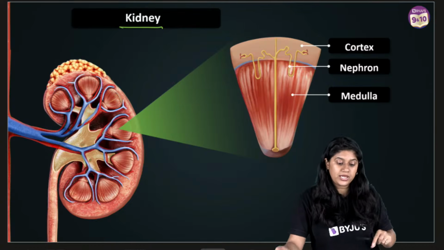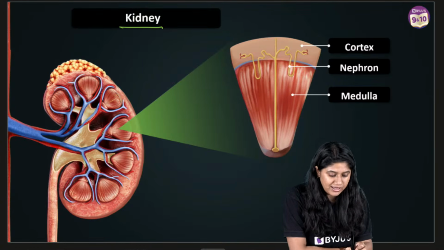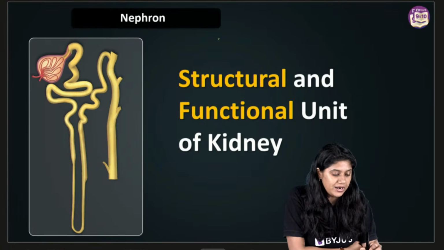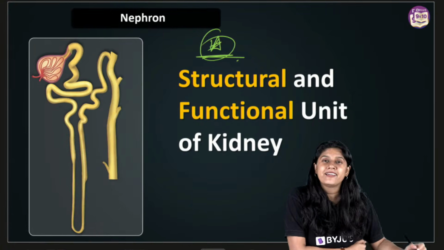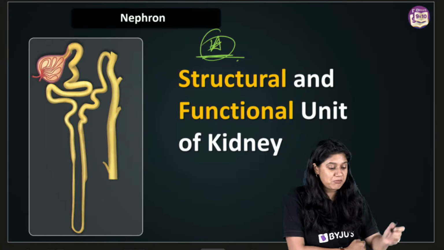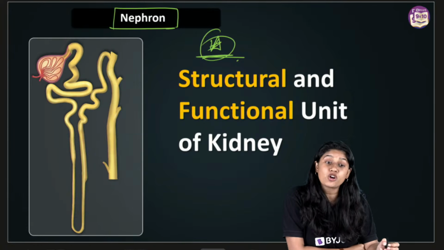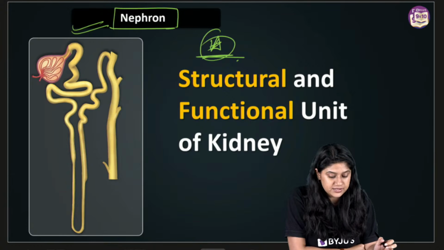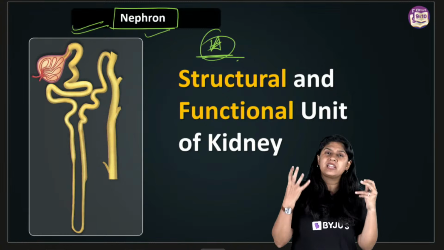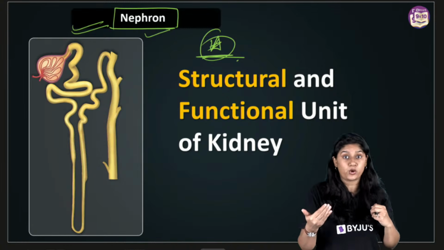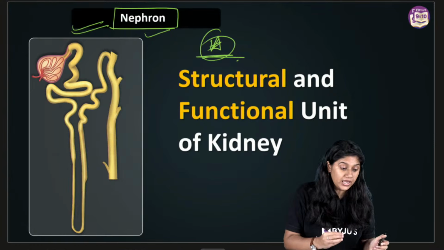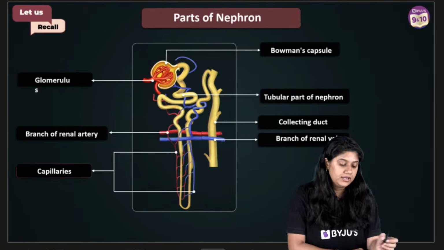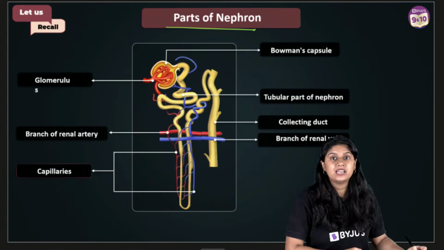In this, we have the nephrons. Now what are the nephrons, everyone? Nephrons are the structural and functional unit of the kidney. It's a 1 mark question, so always remember it: nephrons, not neurons, are the structural and functional unit of the kidneys. Nephrons play a very important role in the filtration of blood. They make sure that everything is working perfectly fine. Let's talk about the different parts of the nephron.